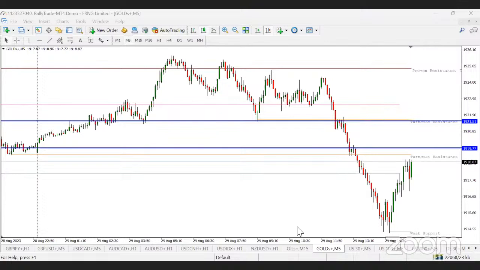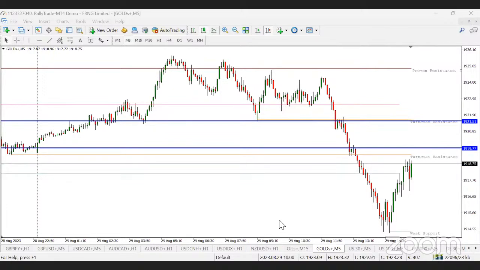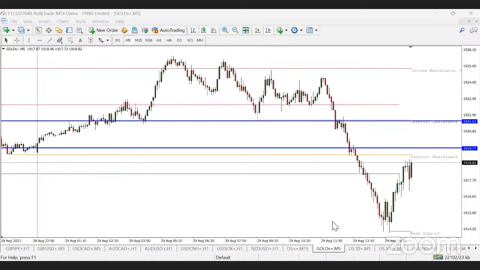I said if gold hits 1921 or 1923. Gold entry position is 1919.77. Take profit is 1921.51.